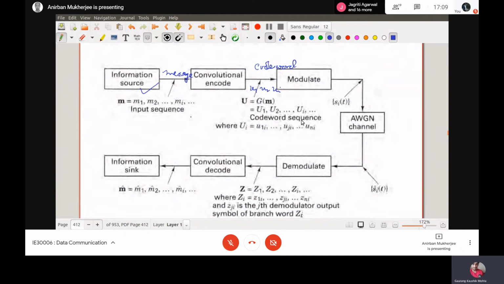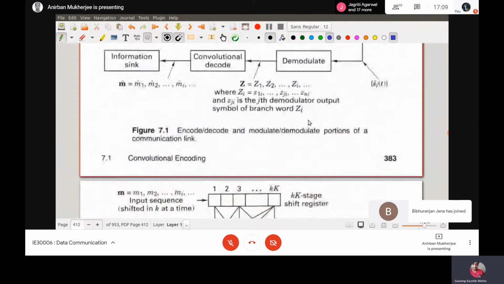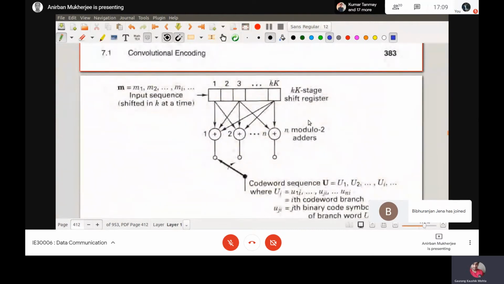So let us see. The representation is a little clumsy, but if we do it, it will be clear. Say this is the shift register. Now this is the k into capital K shift register, that is 1, 2, 3, k into capital K. Capital K is the constraint length. Now you are sending the message bits to the input of the shift register: M1, M2, Mi, and all these things.